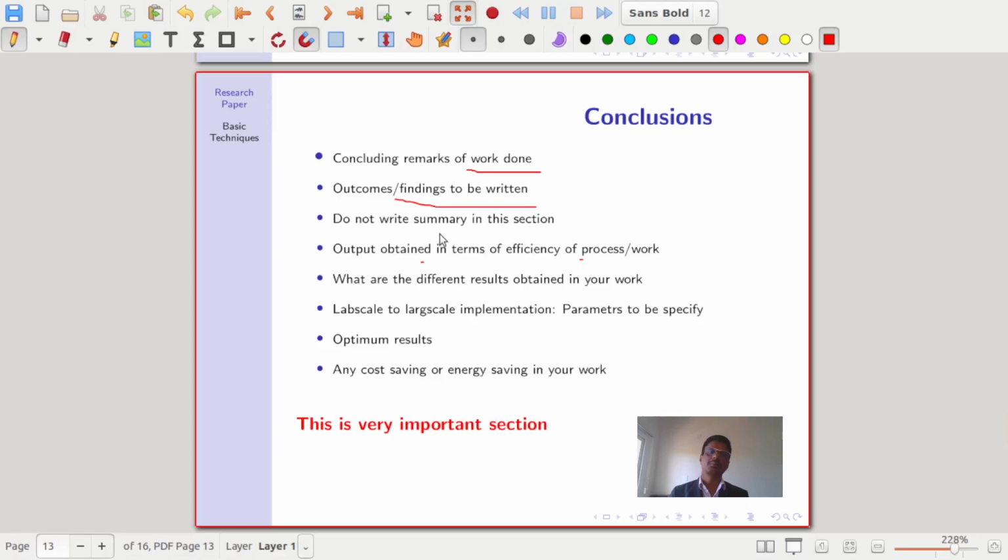Different results obtained. If you have results like lab scale to large scale implementation, you should specify that. Any optimum results included. Any cost saving or energy saving in your work, you have to include in this conclusion section.